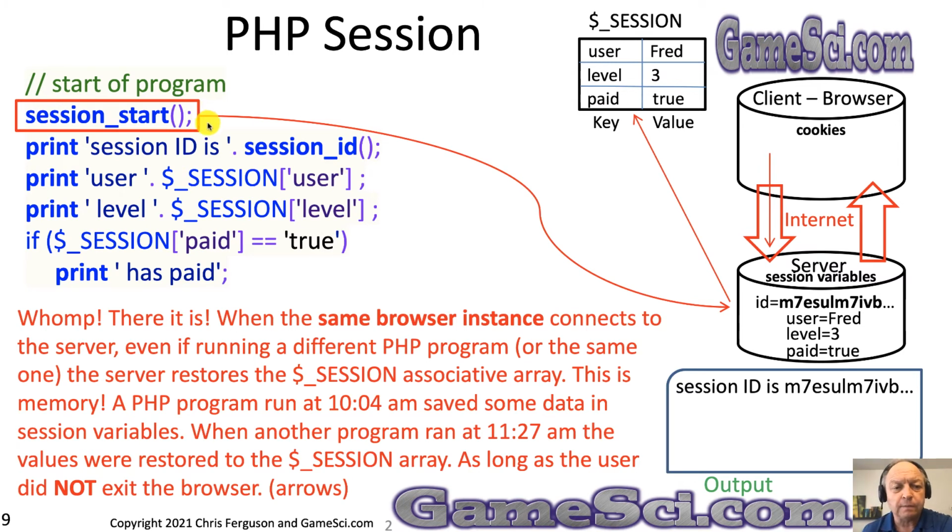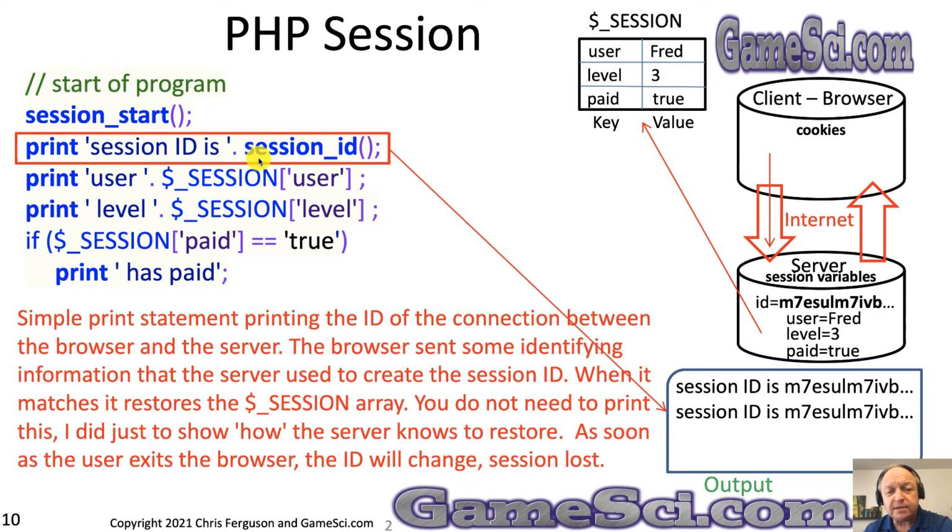Let's follow the arrows. The browser requested to run this PHP program, so session_start executed on the server. In the browser request, it identified who was asking to run the program, and apparently we had a match. The same browser that stored these session variables is now running another PHP program. So the values that were stored on the server were restored to the $_SESSION array. You can see user Fred, level 3, and paid equals true. That is coming from the data stored on the server. This happens automatically when session_start is run and the ID matches.